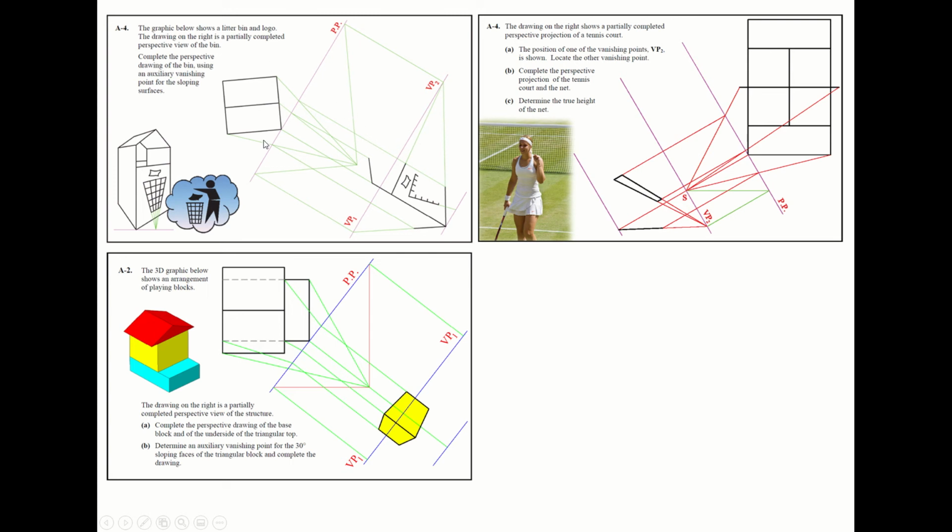So just looking at how it appears in the short questions, the graphic below shows a litter bin and logo. The drawing on the right is a partially completed perspective view of the bin. Complete the perspective drawing of the bin using an auxiliary vanishing point for the sloping surface.